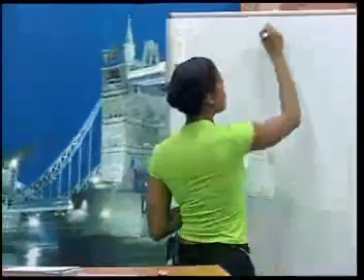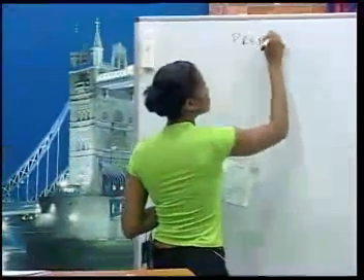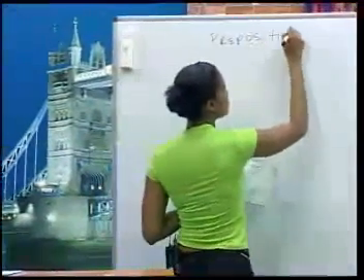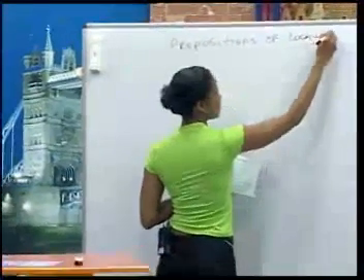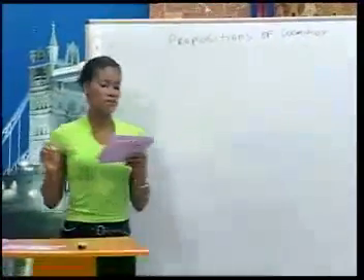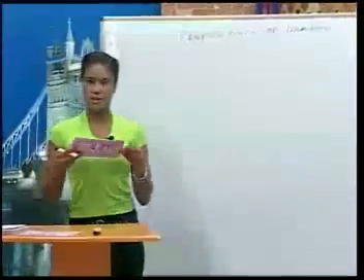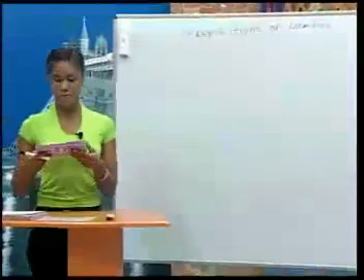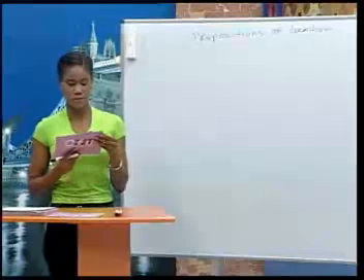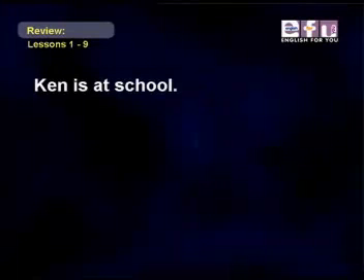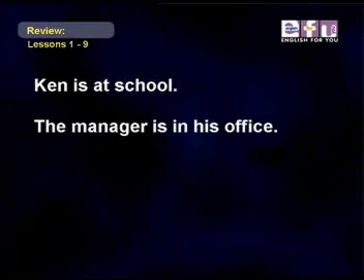Now, let's review prepositions of location. Prepositions of location. Now remember, we reviewed in, at, and on as prepositions of time. Now let's look at location. Take a look at some examples. Ken is at school. The manager is in his office.